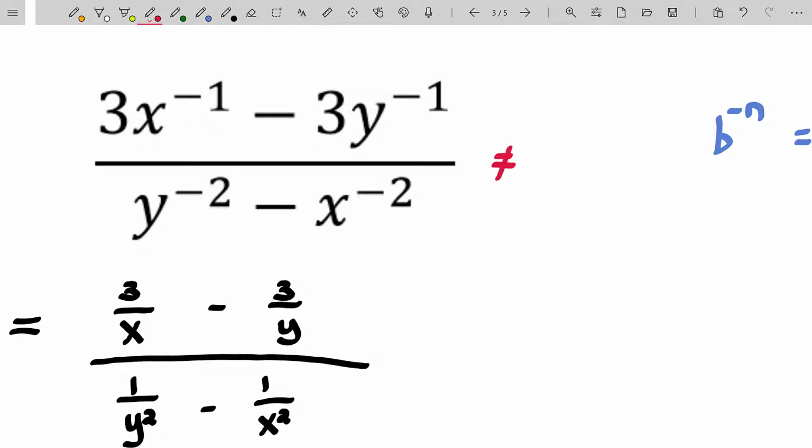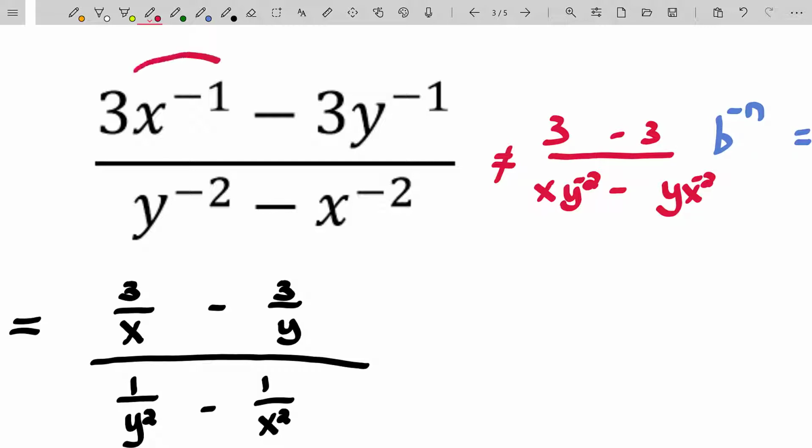So I'm going to say this is not equal to this, but this is what a lot of people do. They write this as 3 minus 3, and they'll drop that x downstairs and they'll drop that y downstairs. And then I don't know how they do the rest of this, to be very honest with you. It's so wrong. But this is not what it turns into.